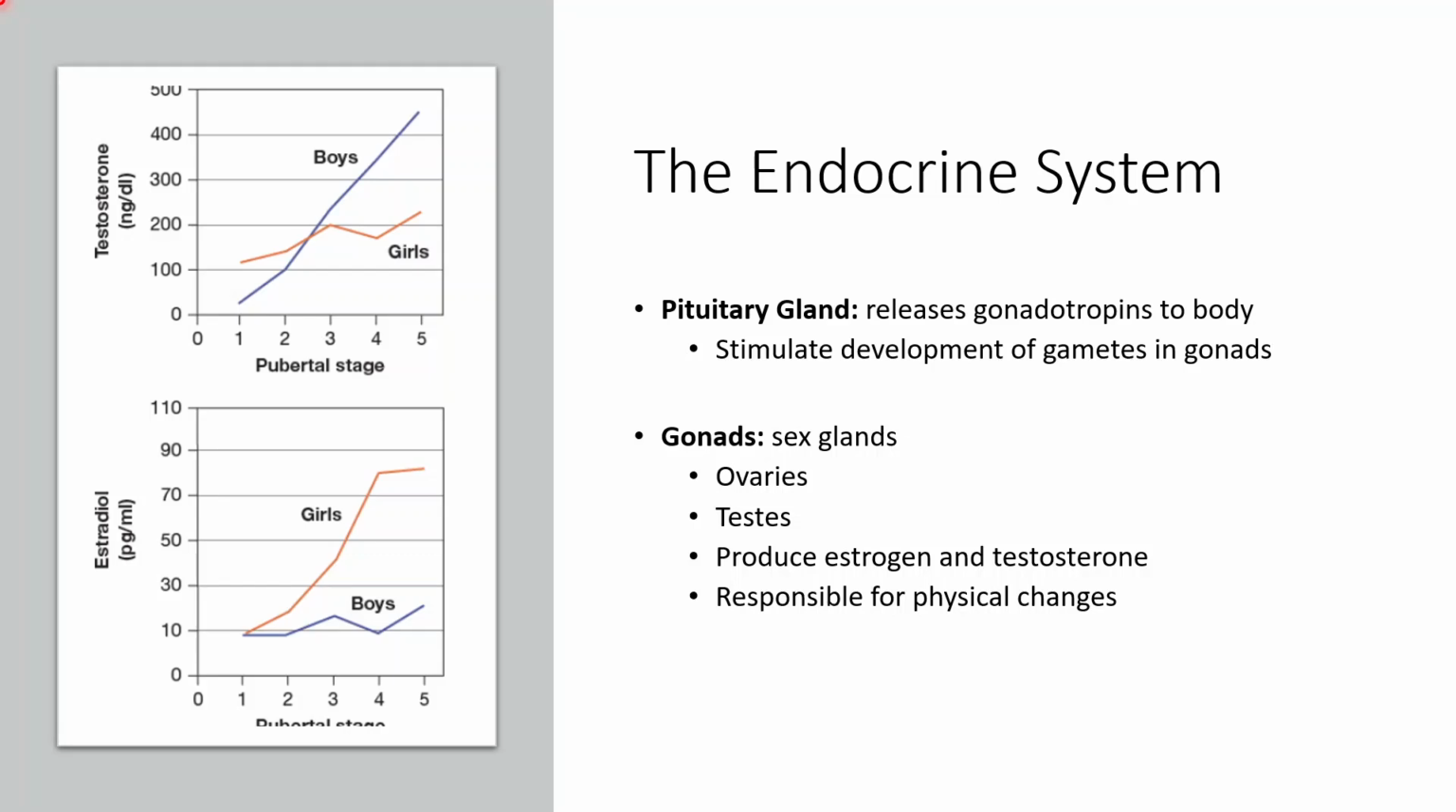Both biologically male and female individuals will see an increase in estrogen and testosterone levels during puberty. Females, of course, see a larger increase in estrogen production than males, while males see a larger increase in testosterone production. But again, an increase in both of these, regardless of sex. And the increase of these hormones is actually what drives the physical changes that we see during this period.